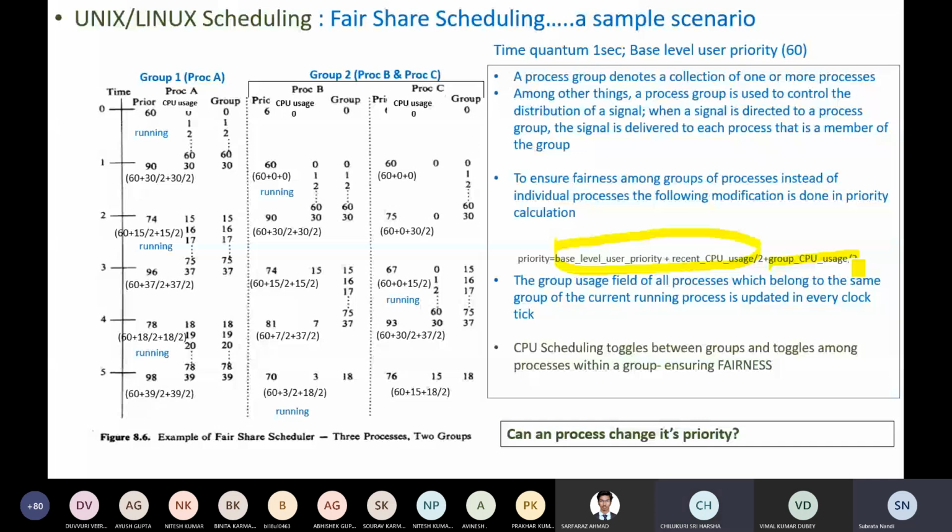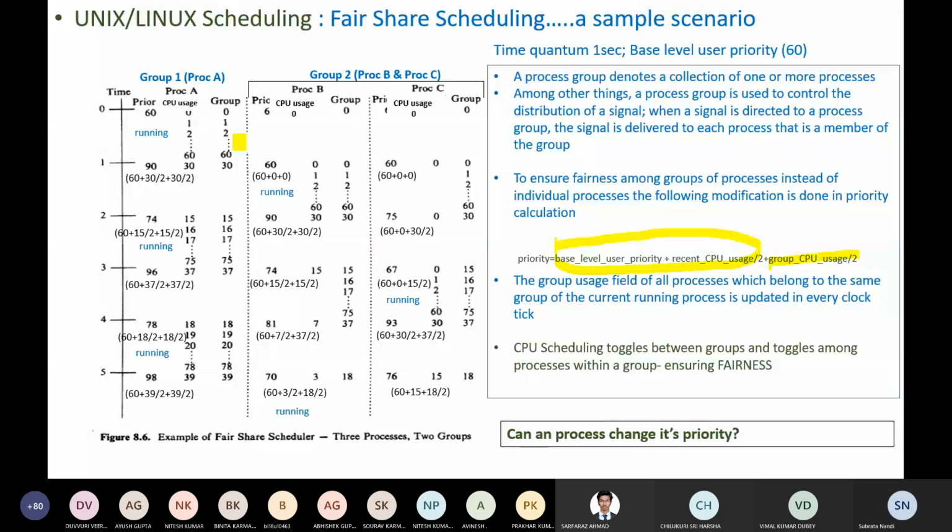Trivially, the initial values will be 60, with CPU usage and group usage 0, so all will be 0. Now initially all are 60, so say process A is scheduled. During this time quantum, what values are modified? The CPU usage as well as the group usage. So group usage is another field added to the process table entry to make it fairer, right?